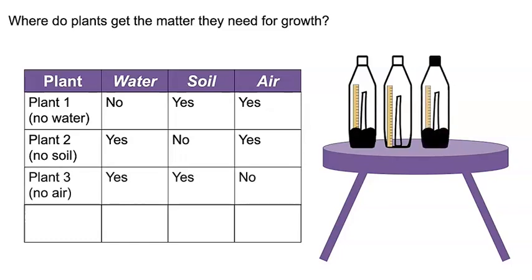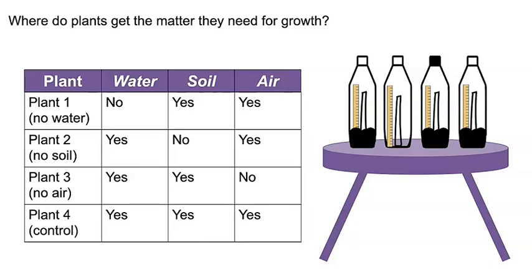Plant 3 will not receive any air, but it will receive water and soil. We will squeeze the air out of the bottle and put the top on. Plant 4 will receive everything. It will serve as our control. We expect the control plant to grow normally, and we will be able to compare the other plants with the control plant to see whether withholding water, soil, or air affects plant growth. One of your tasks at the end of this lesson will be to record the data you collect.